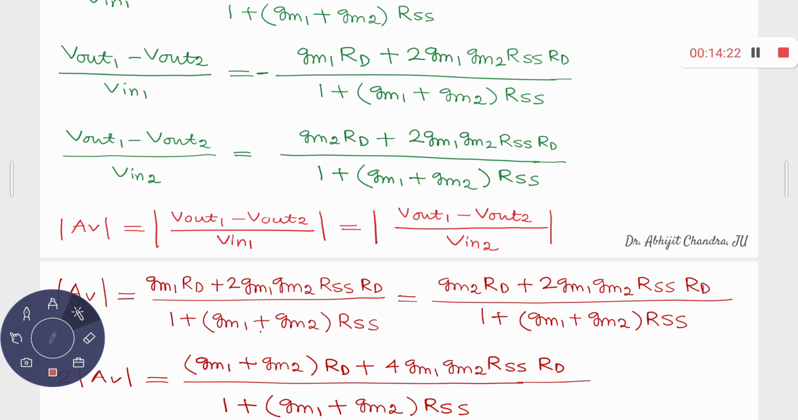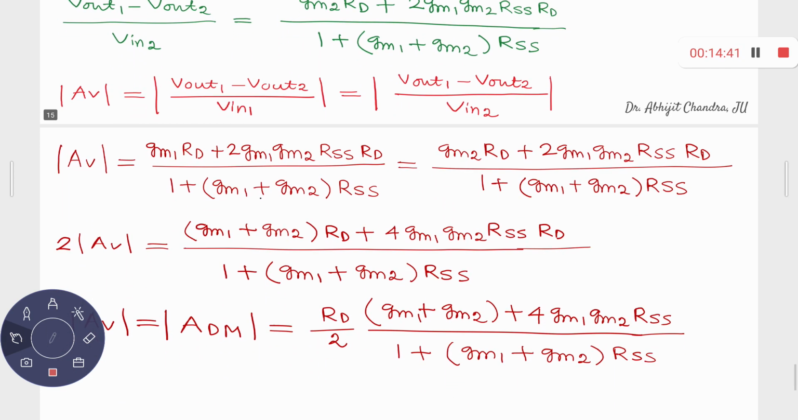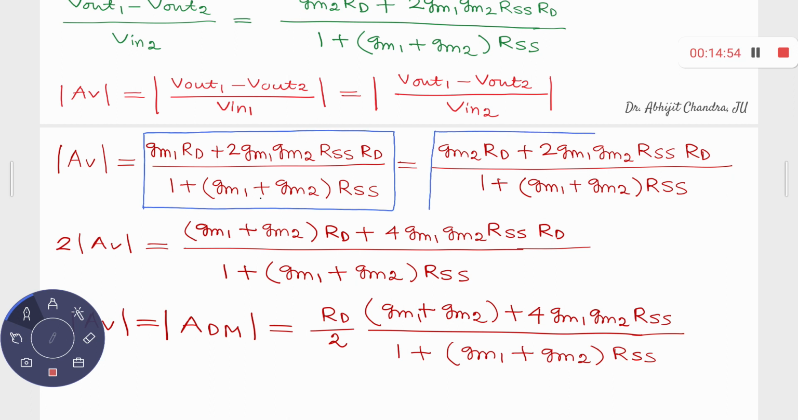So mod AV is equal to this, mod AV is equal to this. So what is 2 of mod AV? This plus this. 2 of mod AV, just add them. So what is mod AV then? 2 of mod AV is equal to, if you just add them together, this expression, this is mod AV, this is also mod AV. So we add them, this plus this is equal to 2 mod AV.